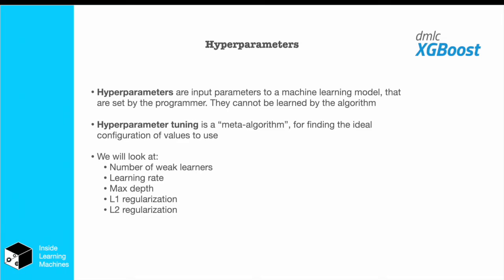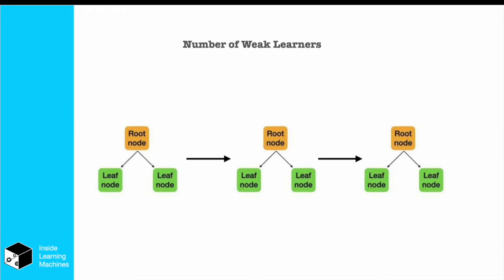Now, in our case here, we'll be looking at an XGBoost classifier, and I selected 5 specific hyperparameters that are typically very important to tune in order to get the best performance out of your XGBoost classifier. These include the number of weak learners, the learning rate, maximum depth, and the L1 and L2 regularization. So let's take a look at each of these quickly.